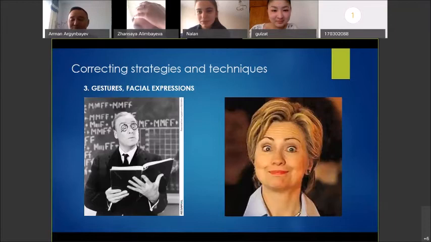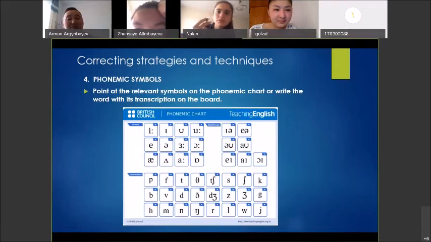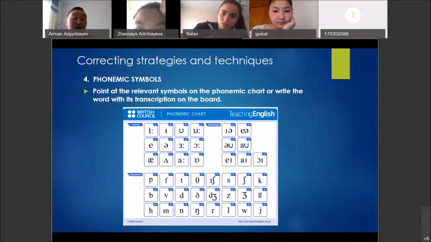All right. The next technique is phonemic symbols. This is for pronunciation. A lot of students keep making mistakes in their pronunciation, so you should teach them how to use those symbols. And so we have a phonemic chart here by British Council.